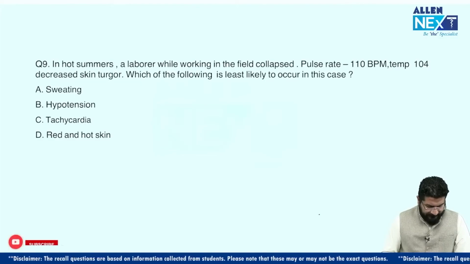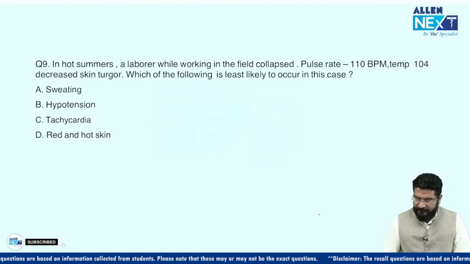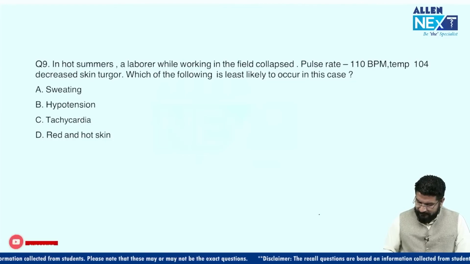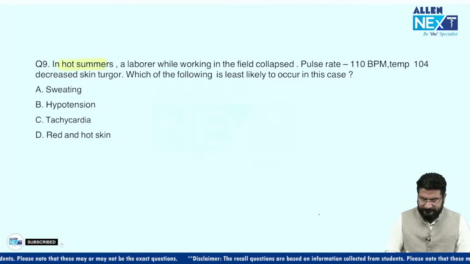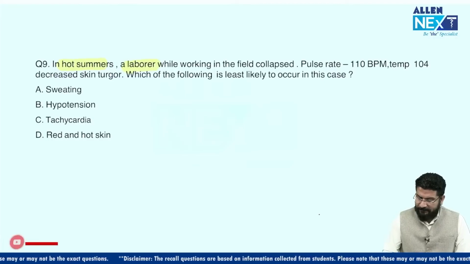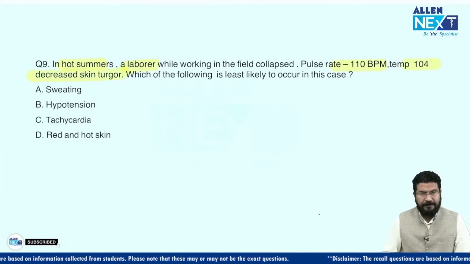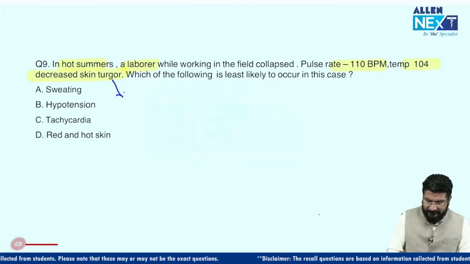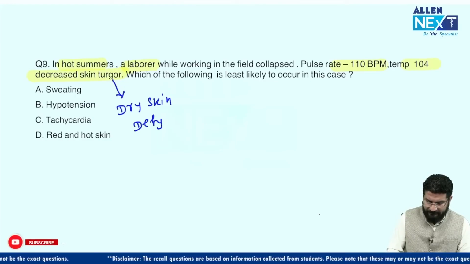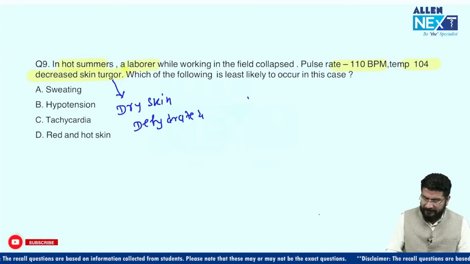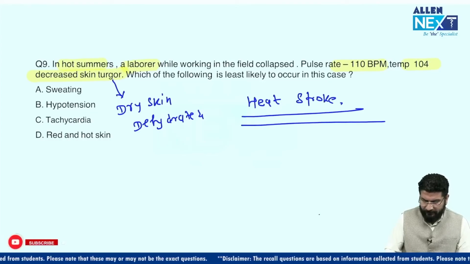In hot summers, a laborer while working in the field collapsed. A laborer, so the hot summer is the first hint. Then pulse rate is 110, which is tachycardia, and temperature is 104, which means fever. Decreased skin turgor. Understand this, skin turgor is lost, which means dry skin, and dry skin means the patient is dehydrated. This is the classical case of heat stroke.